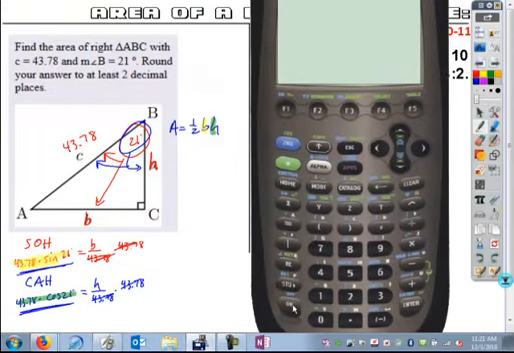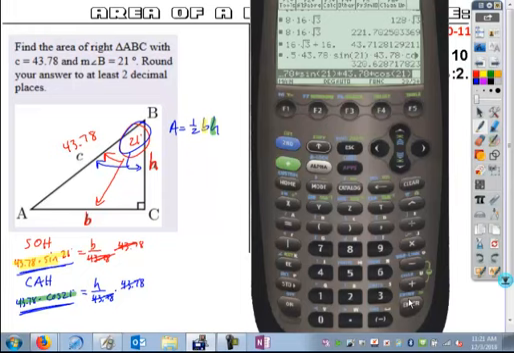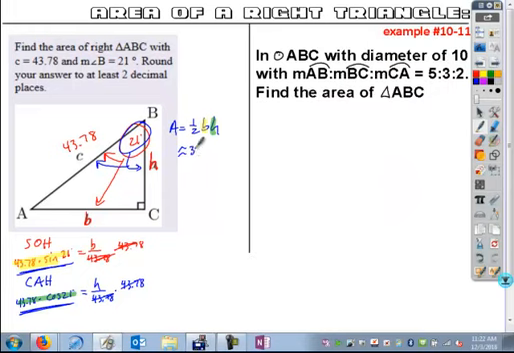So when I multiply this, I get here 0.5 times my base, which is 43.78 times the sine of 21, times my height, which is here 43.78 times, and now I use the cosine of 21. And so when I hit enter, I get my total, which is 320.63. There are no units specified here, so it is an area, so I'll call it square units, and that would be my solution.